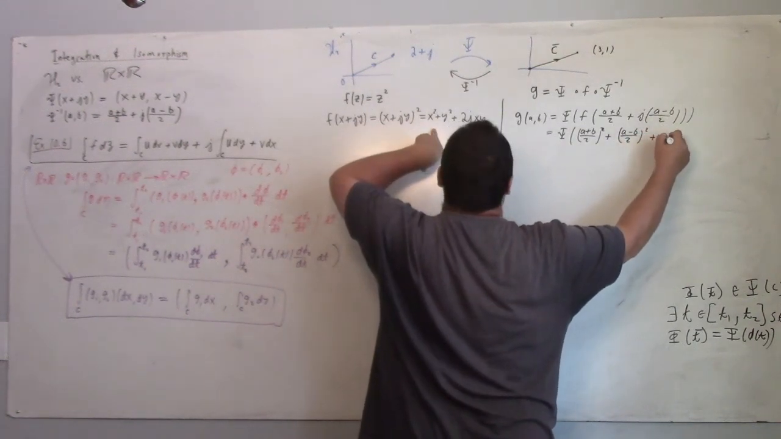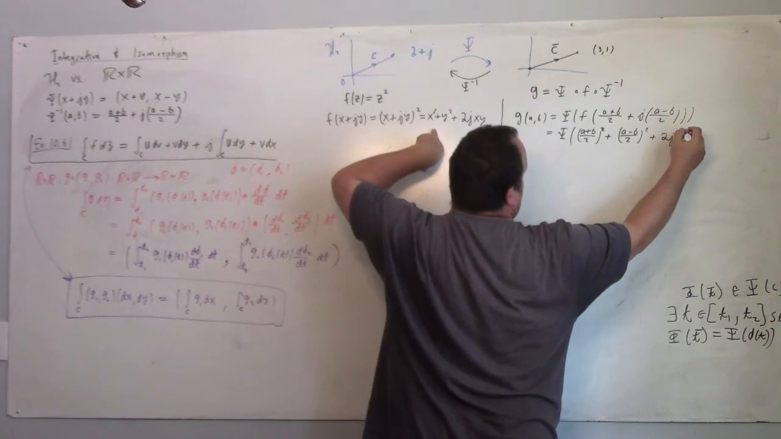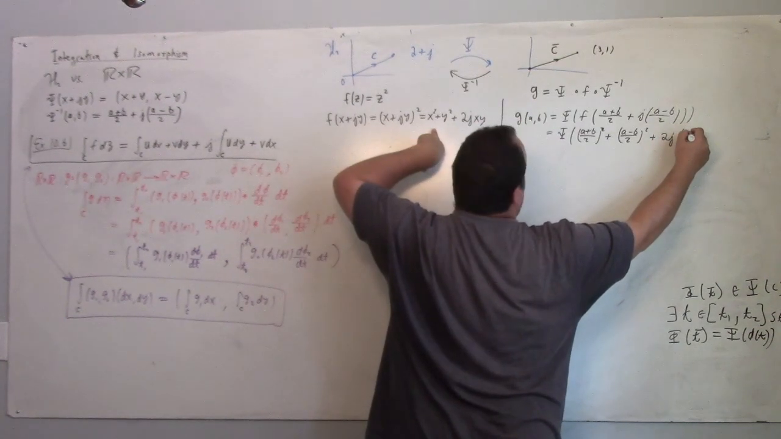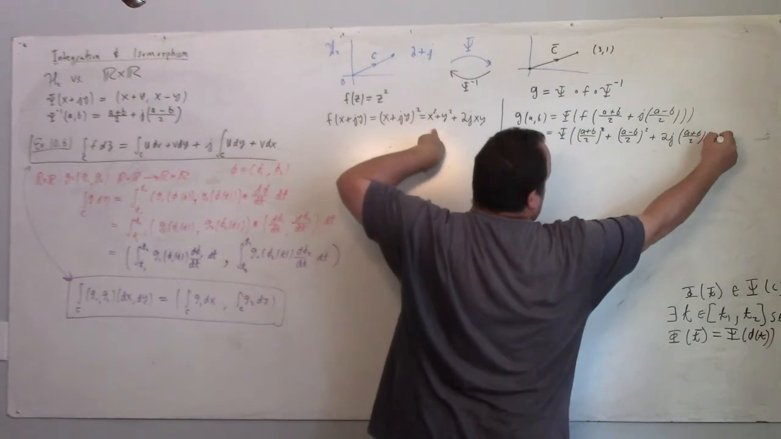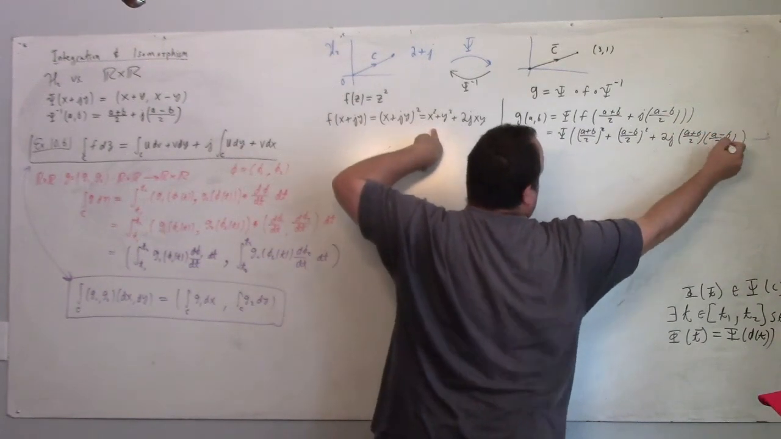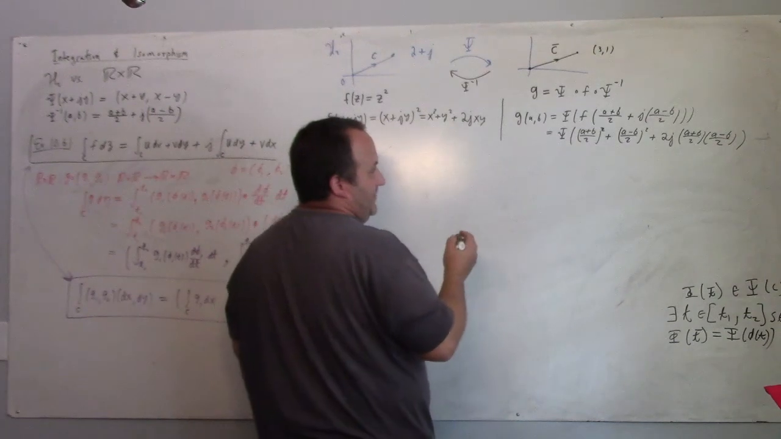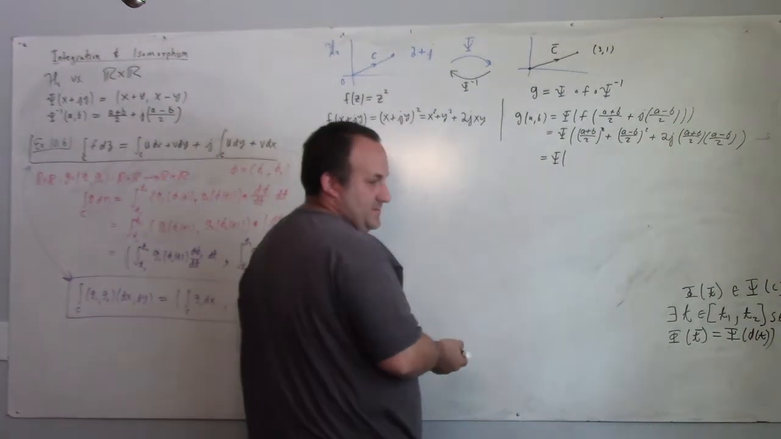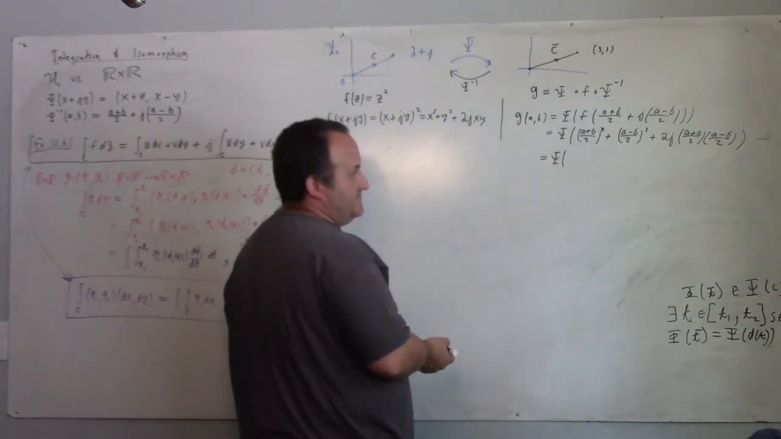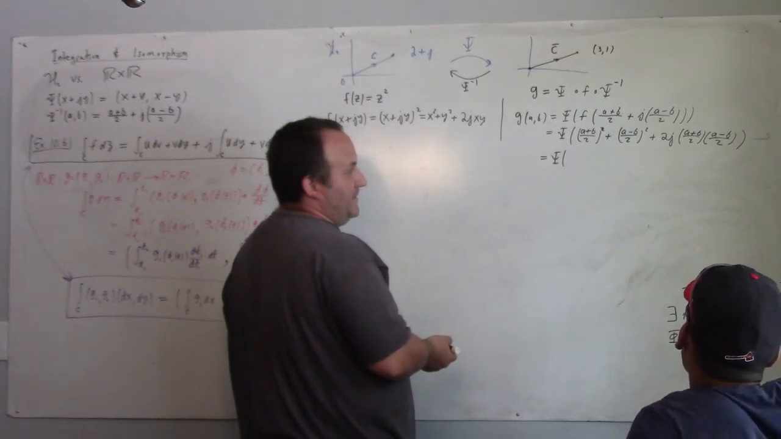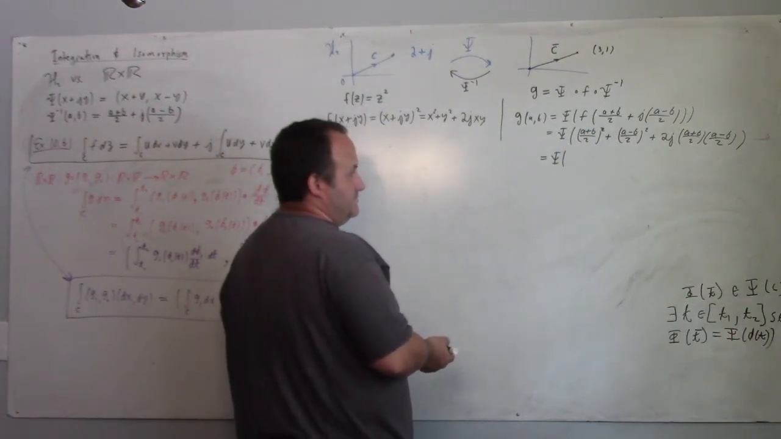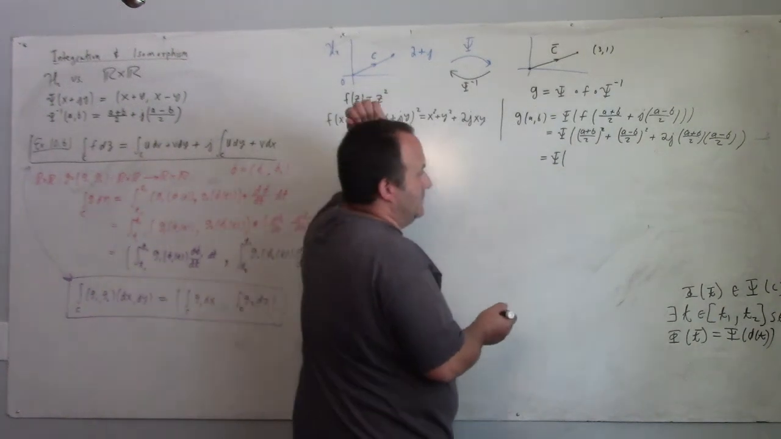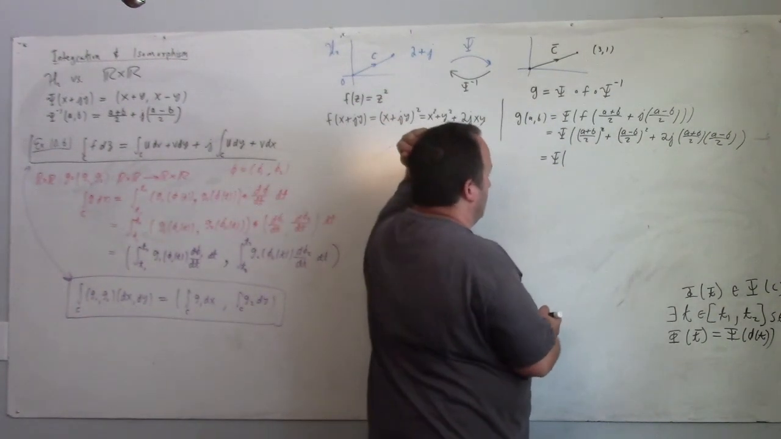Plus twice J times A plus B over 2 times A minus B over 2. I think it's worth our while to try to simplify that, you know. A squared plus B squared, 2AB over 4 plus A squared plus B squared over 4 plus A squared minus B squared over 4, over 8.